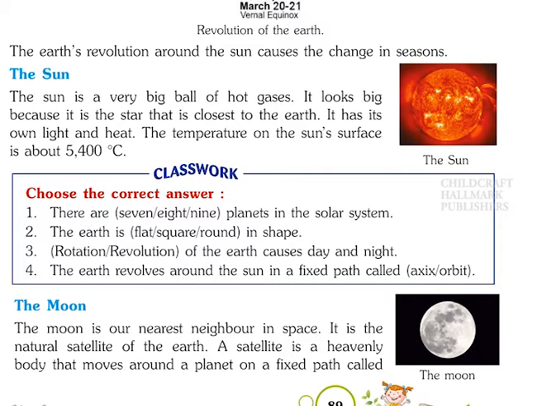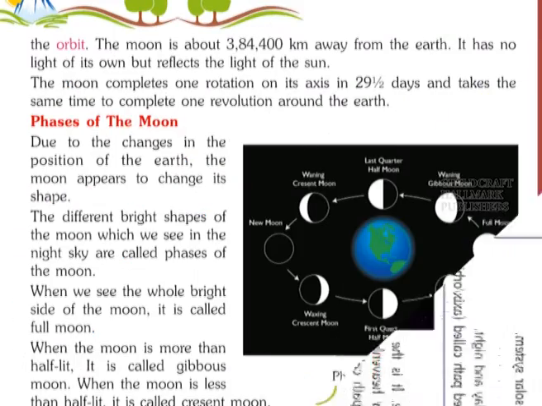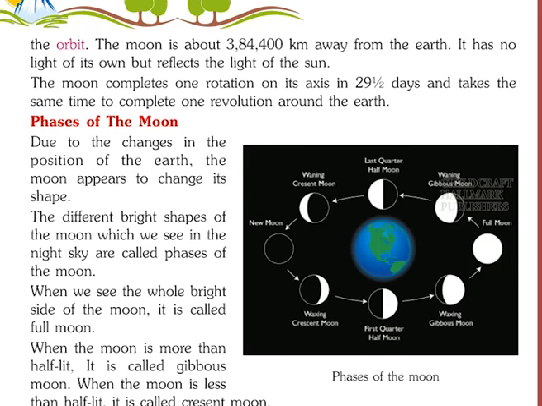The Moon. The Moon is our nearest neighbor in space. It is the natural satellite of the Earth. A satellite is a heavenly body that moves around a planet on a fixed path called the orbit. The Moon is about 3,84,400 kilometers away from the Earth. It has no light of its own but reflects the light of the Sun.